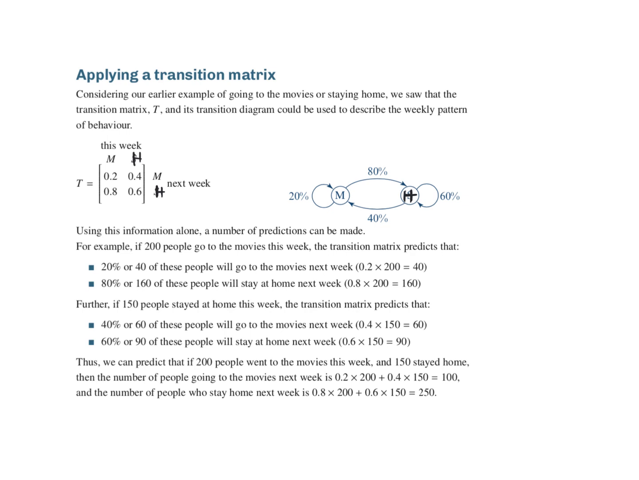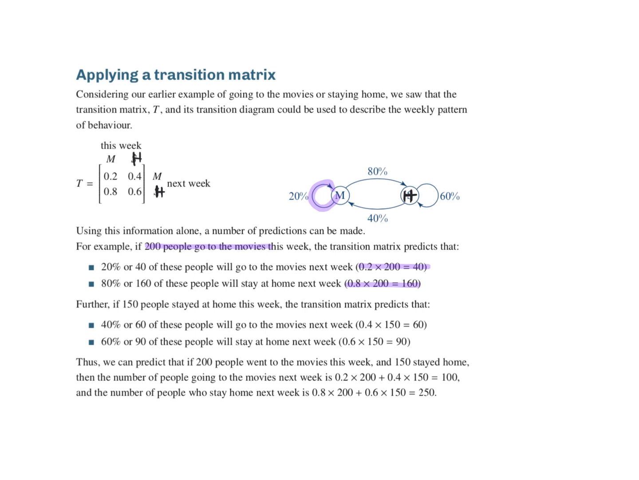For example, if 200 people go to the movies this week, the transition matrix predicts... So they said if you've got 200 people going to the movies, 20% of these, or 40, so 20% of 200 is 40, of these people will go to the movies next week. So you can see that here we knew movie to movie was 20%. And then we know the other 80%, so the other 160. So you can see here, this is how they're working out the percentage.